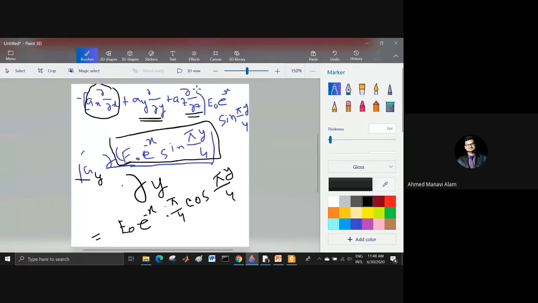Now the third term is taking derivative with respect to z. Is there any z term here? এখানে কি কোনো z term আছে? দেখেন তো. Is there any z term here? No sir. তাহলে z term না থাকলে এটা differentiation কি হবে? What will be the partial differentiation of this or the derivative of this?